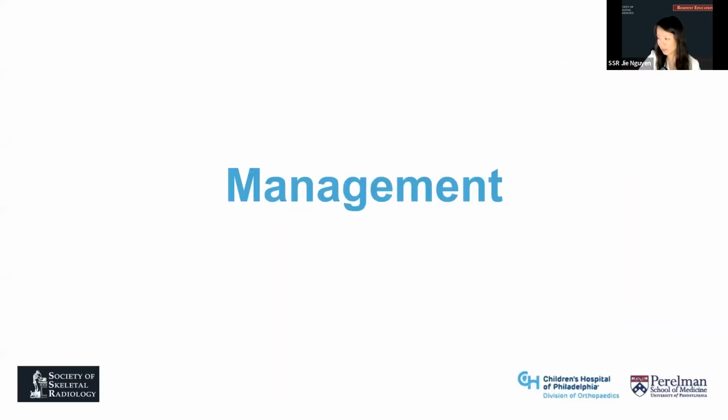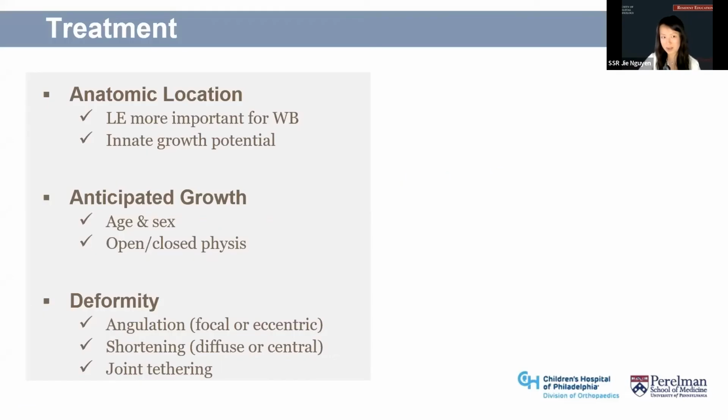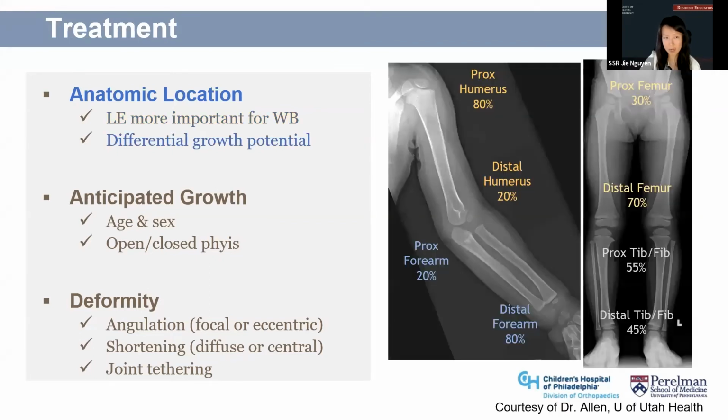So moving on to the last part, the management. What do you need to put in your report? In order to know what to put in your report, you have to think like a surgeon. Think about biomechanics, how the kid is growing, and what information they need. Treatment is individualized. It depends on the anatomic location, the anticipated growth, as well as deformity, and we'll go through each of these. The anatomic location: if it's lower extremity, it's much more important because you walk on it, versus slight asymmetry in the upper extremity. And also each growth plate does not have the same growth potential.